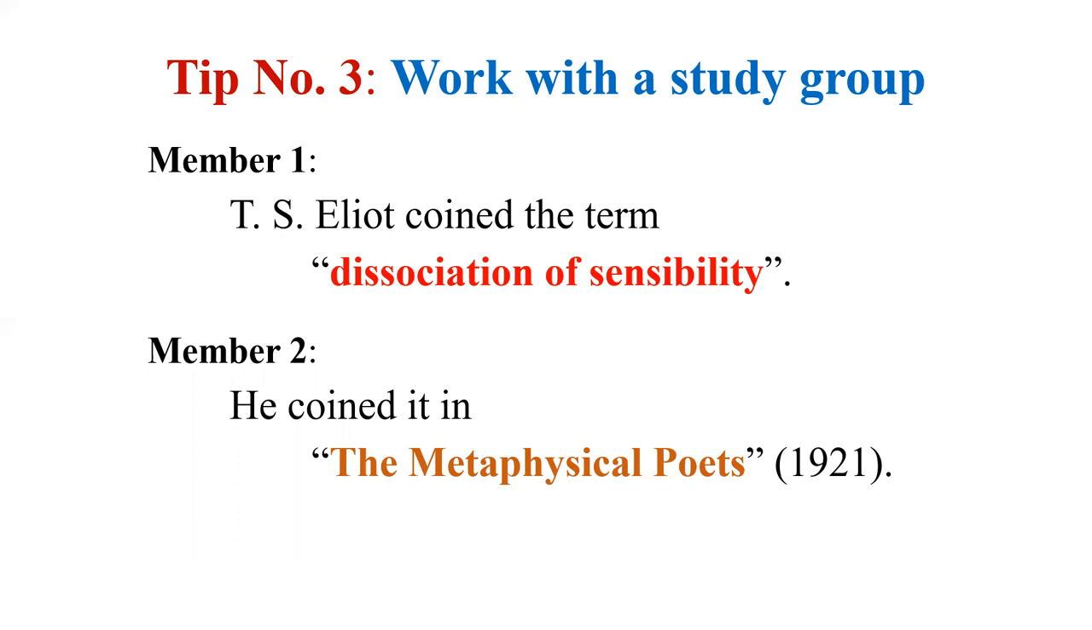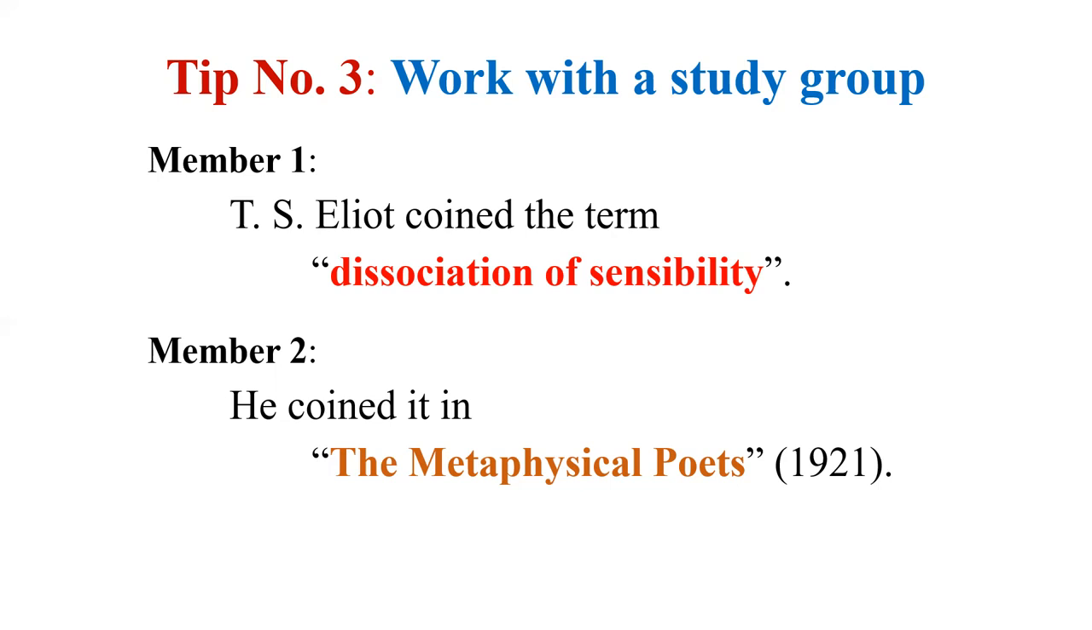Maybe another friend, member 2, can say T.S. Eliot coined this term in The Metaphysical Poets, in his essay published in 1921. But another thing, when you work with a steady group, don't just mug up things. You have to discuss. Okay, we are all aware T.S. Eliot coined the term disassociation of sensibility. But are you aware of its meaning? What does it mean, disassociation of sensibility? What does this term have to do with the metaphysical poets?